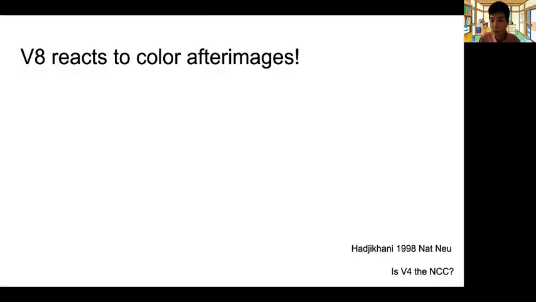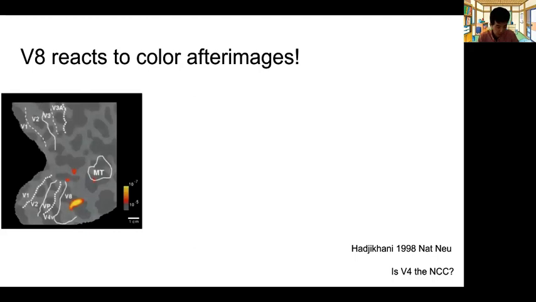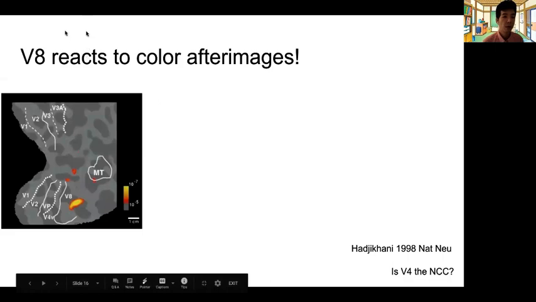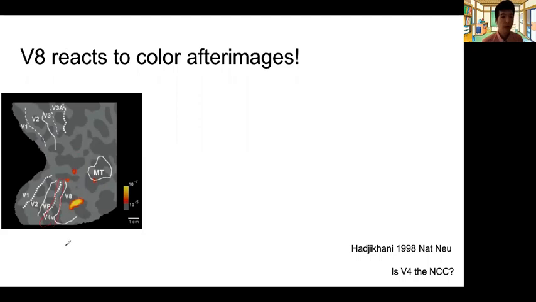So what happened? Hadjikhani and colleagues did this experiment using fMRI in humans, and it turned out that the color after image effect comes not from area V4 here, but in fact from V8, as they call it. Usually people name the visual areas in the order of their discovery, and V8 is probably the last one to be reported over the last 10 years or so.